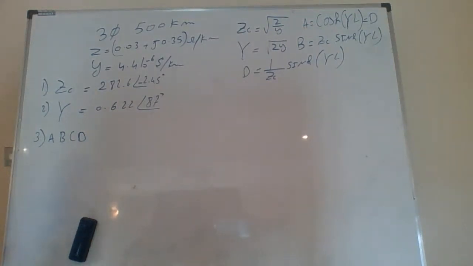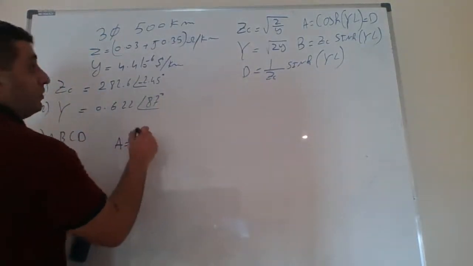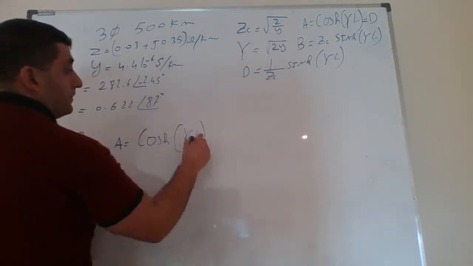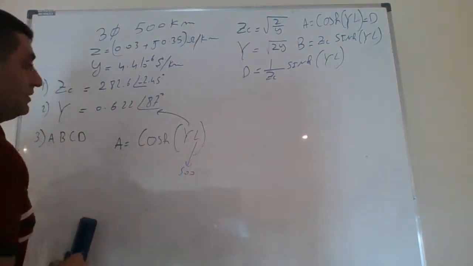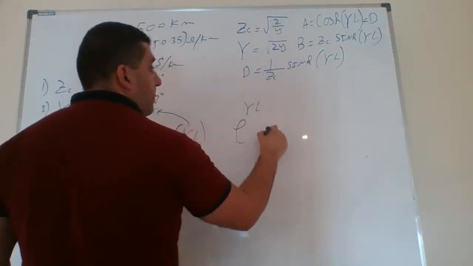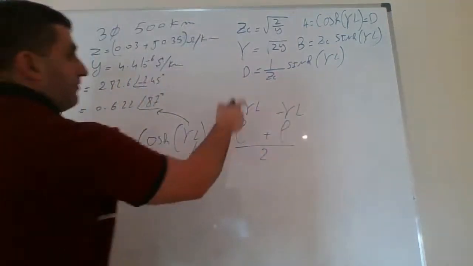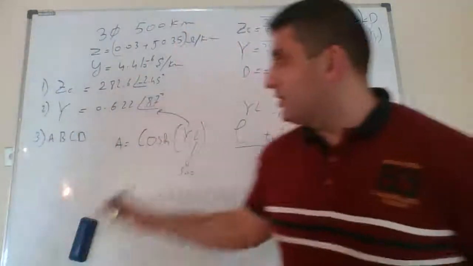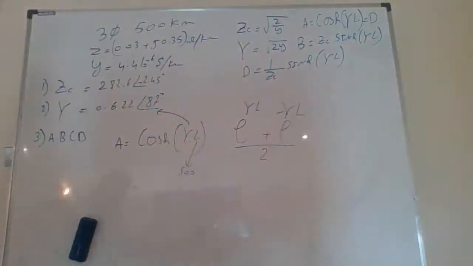Now for A, I apply this, so A is equal to cosine hyperbolic of gamma times 500. This is already found. Now, what's a cosine hyperbolic? I call in this definition. That's what I found. We all know how to find the exponential of this. I follow the rest and end up with the following answers.